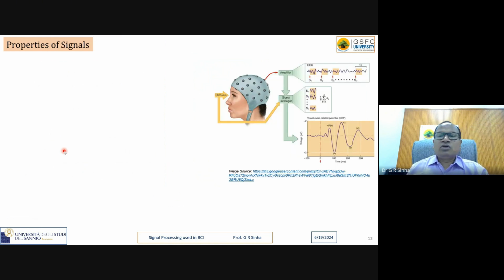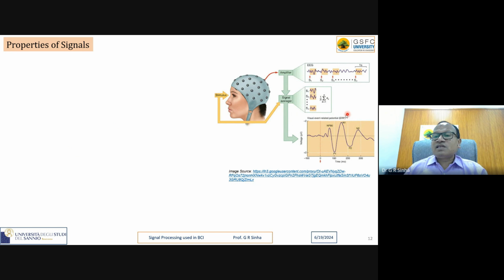And let us understand the properties of the signal. This diagram, can you imagine, is representing VEP, or sometimes we call it ERP rather than VEP. Let us call it ERP.